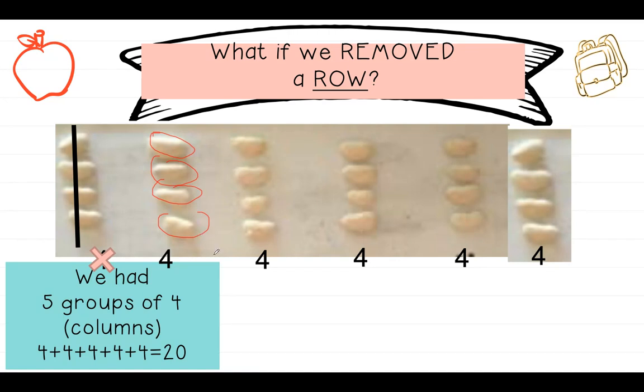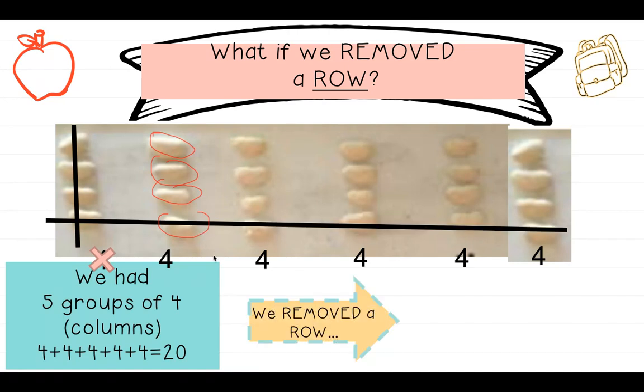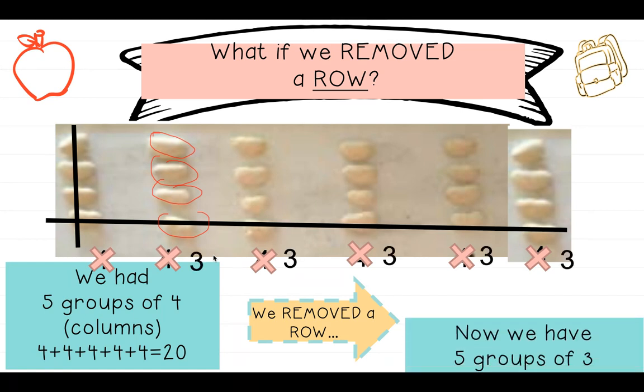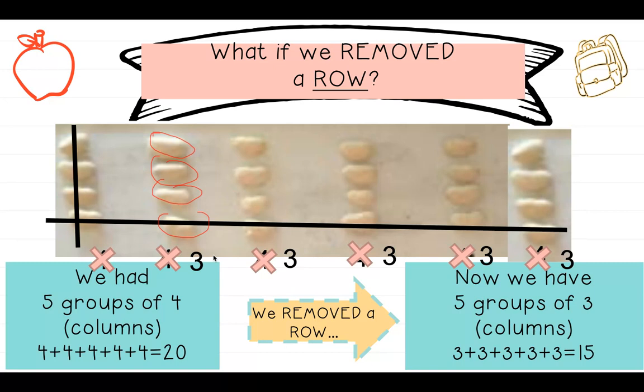you want to cross that off. And so now look how many are in each row. Remember, rows go left to right, horizontal. So now we do not have 4 anymore. Now each row has 3. So now we have 5 groups of 3. Remember, we're looking at the columns. So it'd be 5 columns of 3, or 3 plus 3 plus 3 plus 3 plus 3, which equals 15.